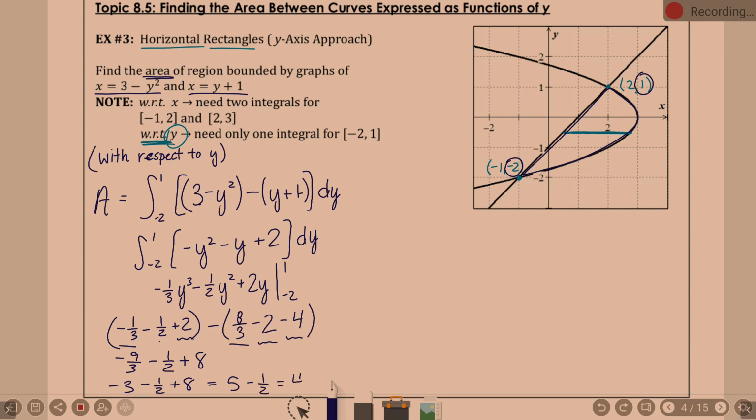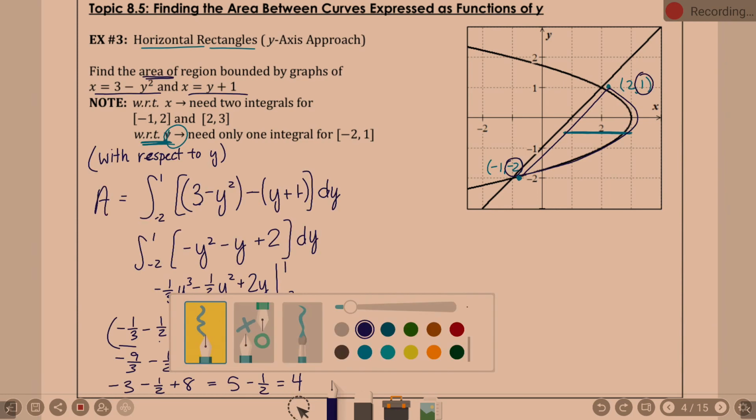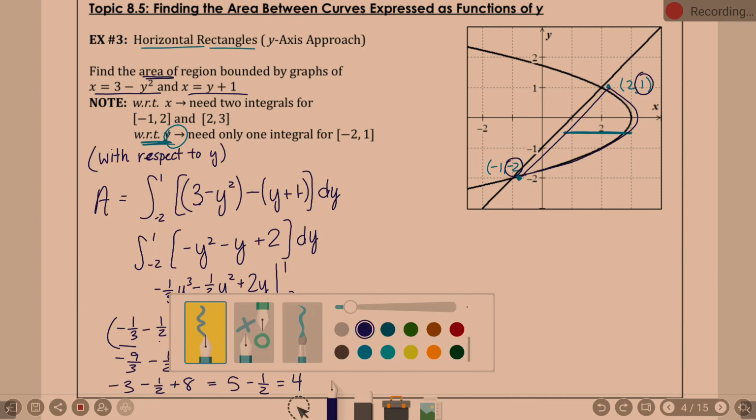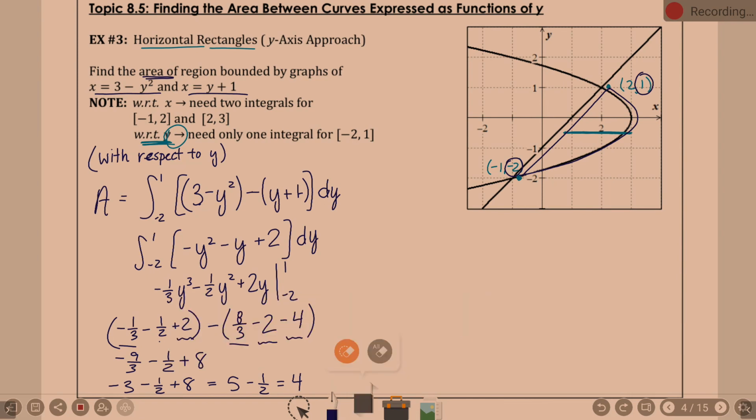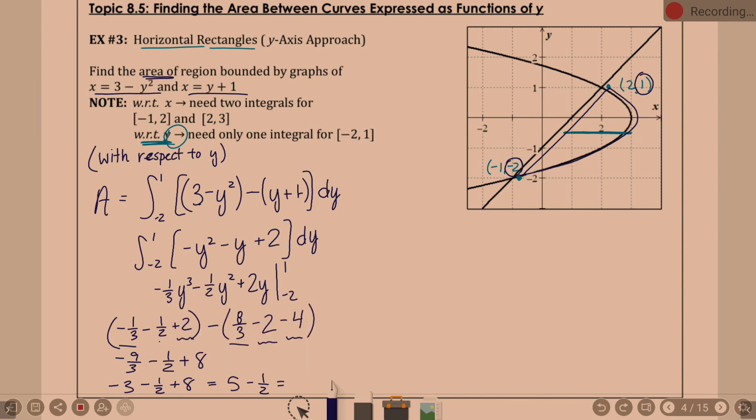Negative 3 plus 8 is 5, minus a half. Yeah, 4.5 is right. So 4.5 or 9/2.